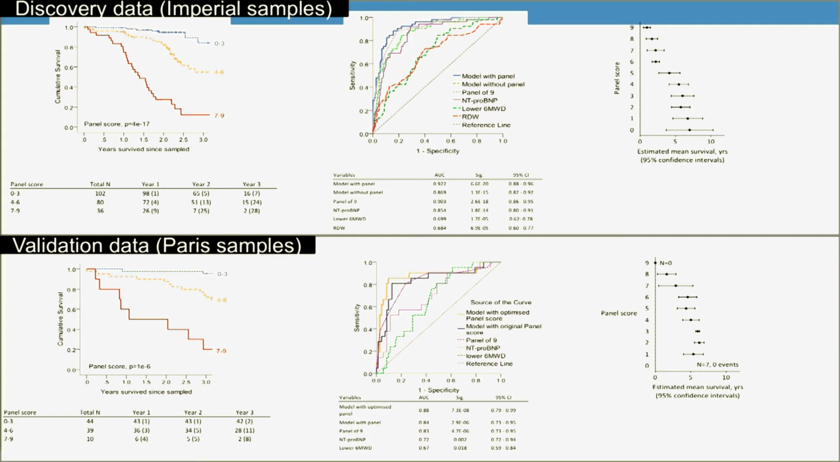And the ROC curves show that this model is actually improving on established models. So here we're looking at NT-proBNP, 6-minute walk, RDW, and a combination of those things. But we've also shown that it improves against the REVEAL risk score, one of the best established clinical risk equations. This model was able to improve on that and actually adds information to that. And again, different levels of the risk score were associated with different estimated mean survival in these patients.